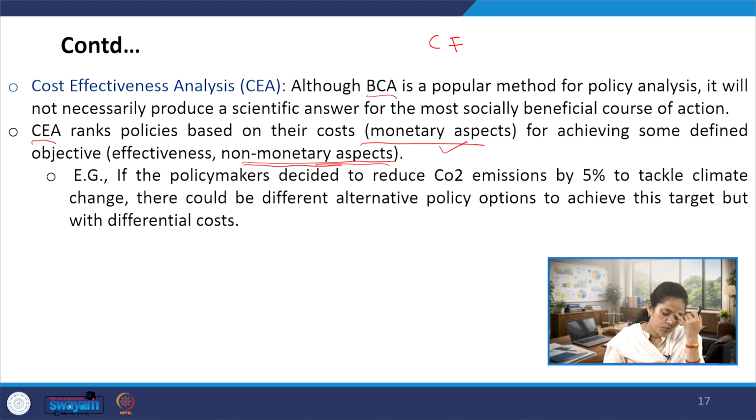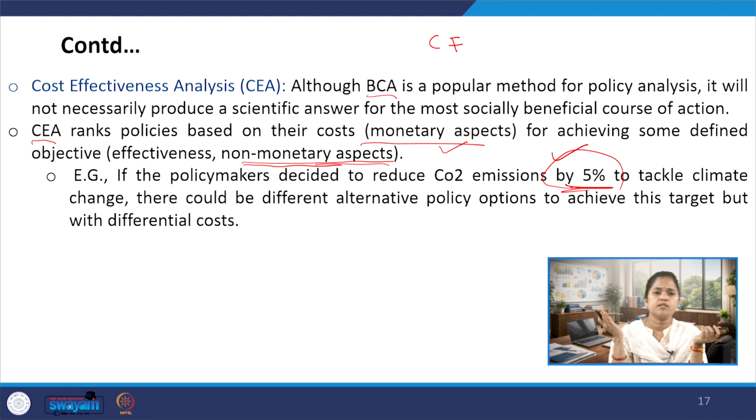So for example, we can take this case. Let's say that the policymakers decided to reduce carbon dioxide emissions by 5%. What is the objective? The objective is to combat climate change. That is the reason this 5% target is put forth for reducing carbon dioxide emissions. And for achieving this target of 5% reduction in CO2, right?